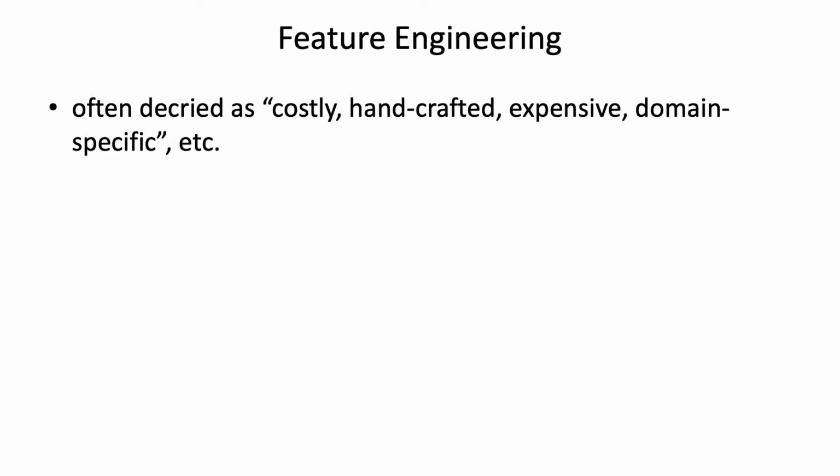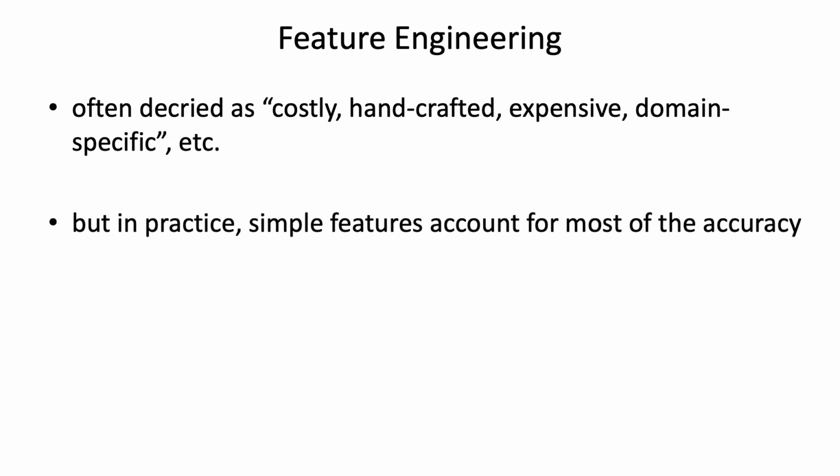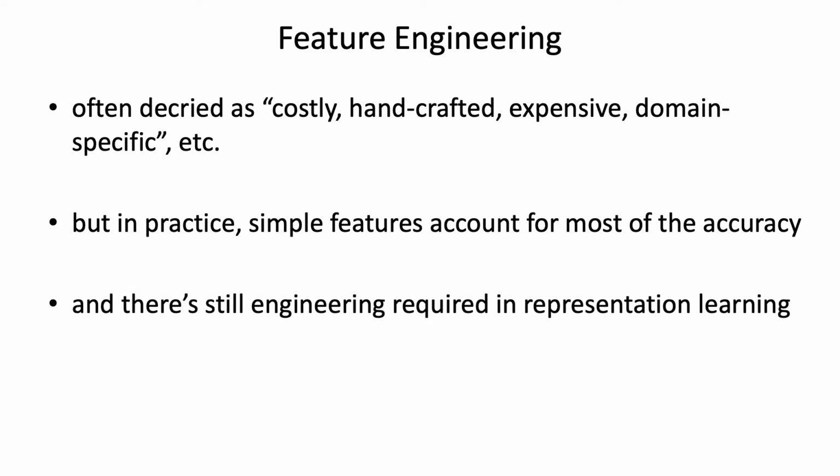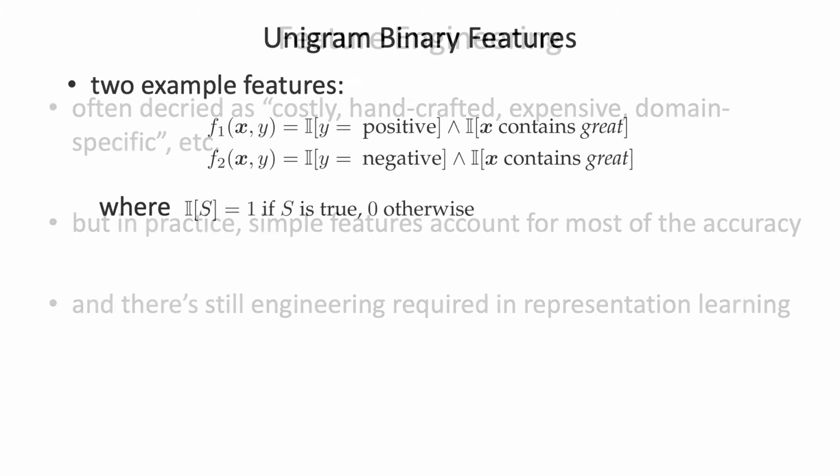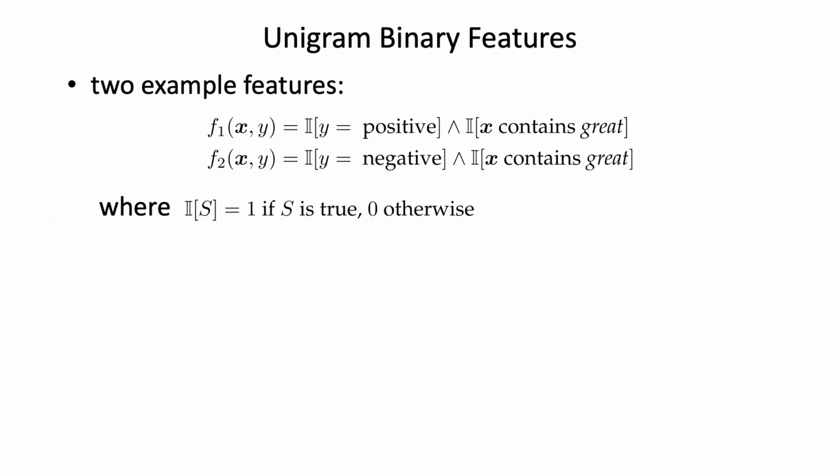In the literature on representation learning, features are often described negatively as costly, handcrafted, brittle, etc. But in practice, the simplest features usually account for most of the accuracy. And representation learning still has plenty of engineering and trial and error, so there's no silver bullet. Let's move on and start talking about features.